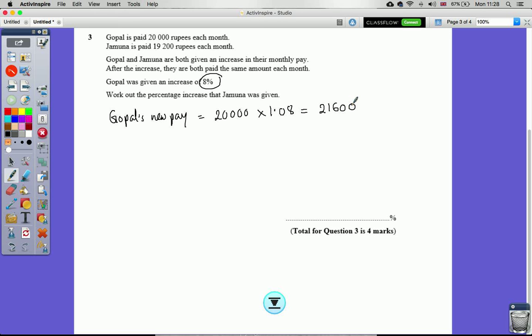21,600. Now Jamuna was given an increase, but we don't know what percentage that is, but we know what Jamuna's old pay was and we know what her new pay is, because after the increase they are both paid the same amount. So this is the new pay for Jamuna, that is the old pay for Jamuna. So what was her percentage increase?